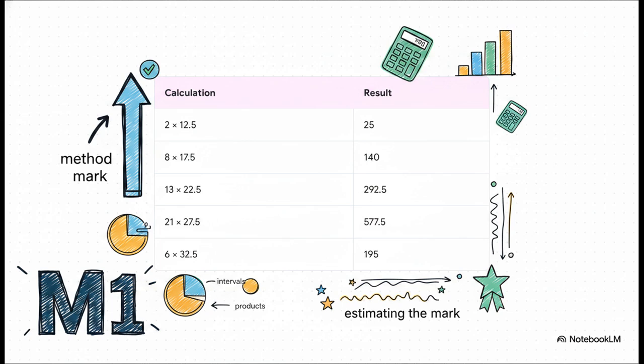Okay, kicking things off with part A. That first method mark, which examiners call M1, is all about finding the products within those intervals. You know the drill, right? To estimate the mean, you've got to find the midpoints of the given intervals and multiply them by their frequencies. So we're talking 2 times 12.5, 8 times 17.5, 13 times 22.5, 21 times 27.5, and 6 times 32.5. If you nail these calculations with no more than one tiny error, boom, you've secured that first mark.